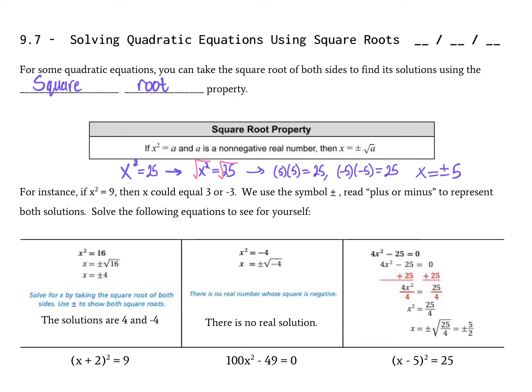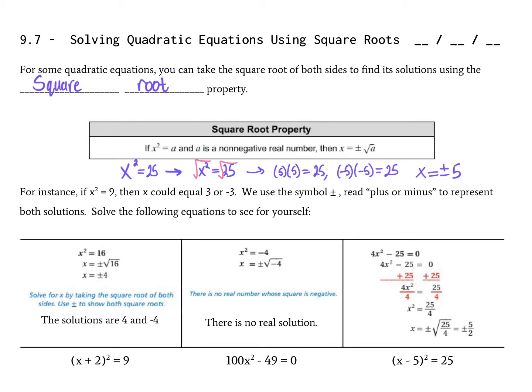All right, today in quads, we are solving quadratic equations using square roots. For some quadratic equations, you can take the square root of both sides to find the solution using the square root property. Just like we can use multiplying or dividing, addition or subtraction as opposites to undo equations, we use the square root property to undo squares. Square roots and squaring something are opposites, like multiplying and dividing.